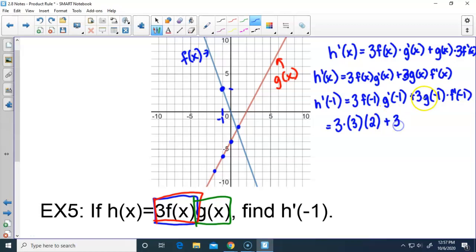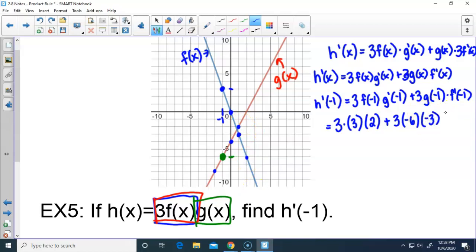Then we're going to have g of negative 1. If we look right here, negative 1 is here, and on the function for g we see negative 6 is our y value, so we have negative 6. And then f prime of negative 1 is the slope of this line, and it looks like we have a slope of negative 3 for that line, so we would use negative 3.